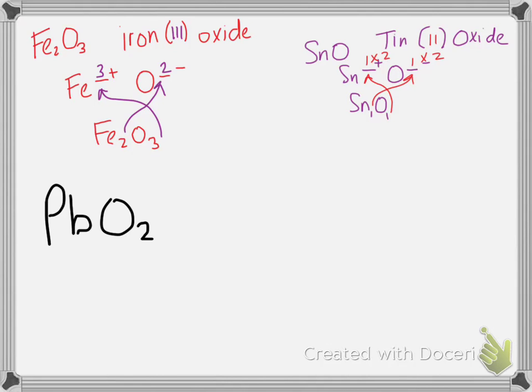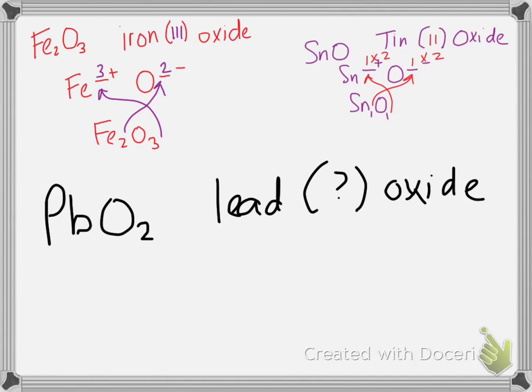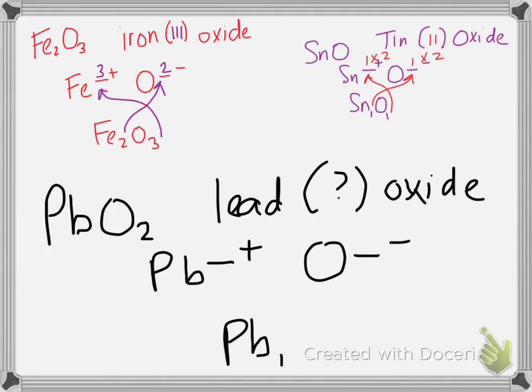Okay, so we're going to do the same thing we've been doing. Well, we know that this is lead something oxide. Lots of oxides. It's an oxide kind of day. So we know that this was lead with some one of those. We do our reverse crisscross. We get 2 and 1.